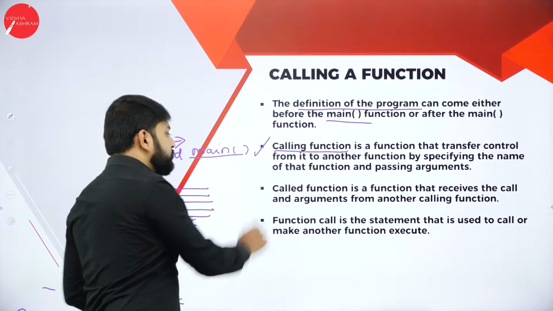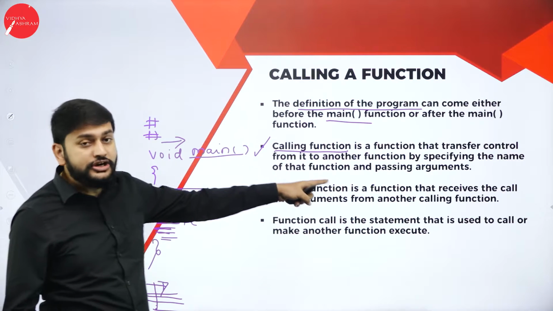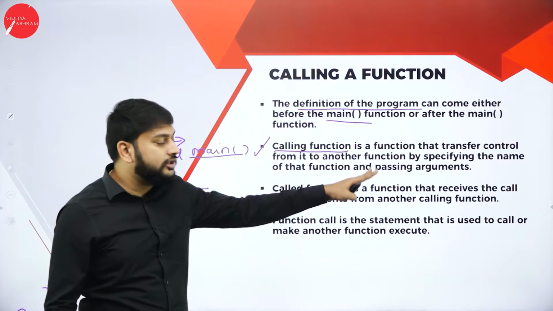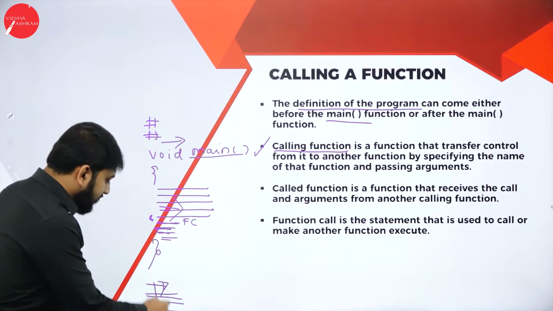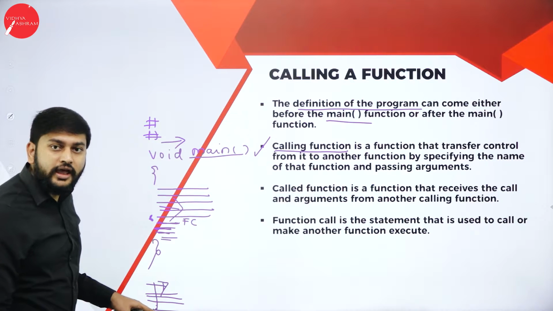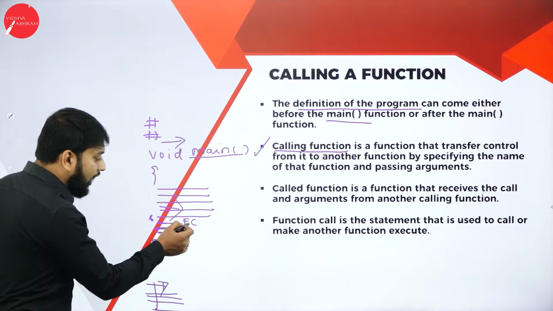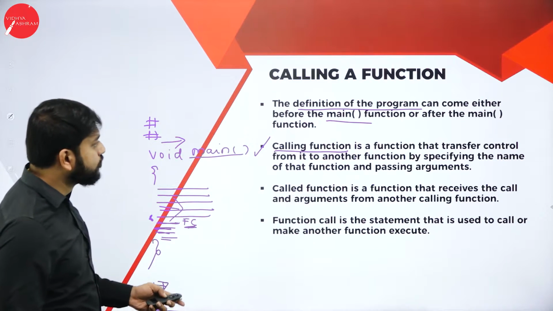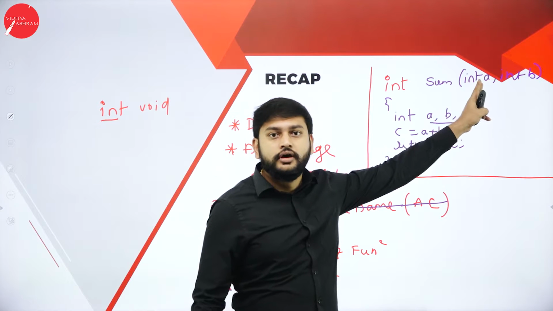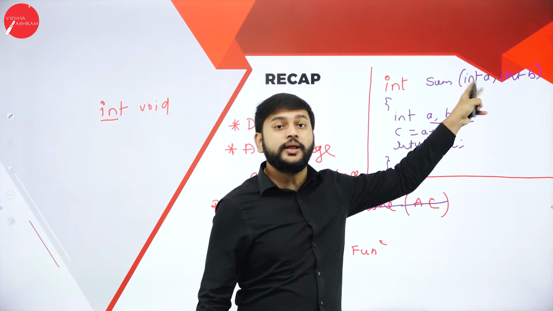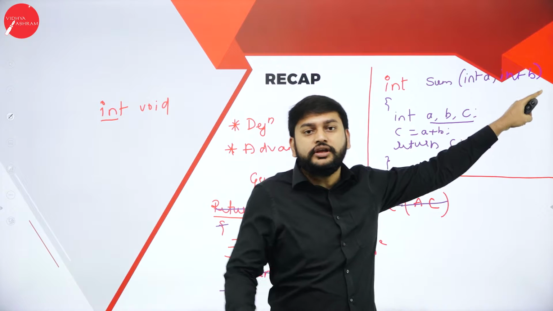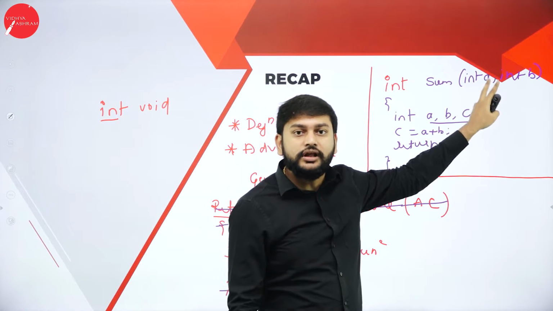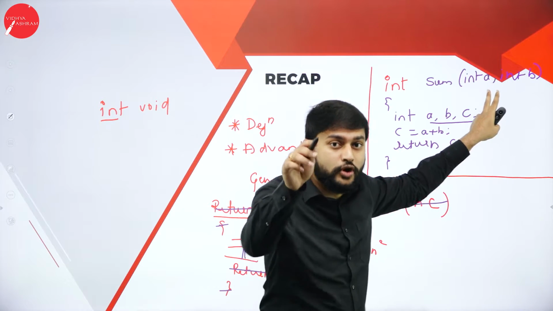What is the next point that I have? Called function is a function that receives the call and arguments from another calling function. I will get the arguments from this function call. What are arguments? Observe here. Where do these values come from? What is A and what is B, how would I know? They come from the function call. I must mention them in the function call. That is what you need to remember.